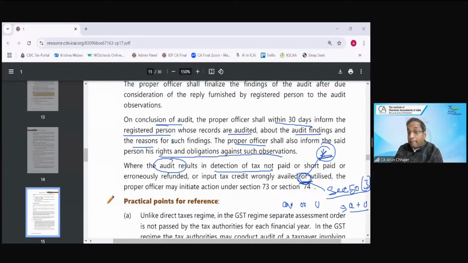लेकिन यहां पर आज भी, in Section 73 and Section 74, still the time limit, still the wording is or. There is a time limit to issue the show cause notice, there is a time limit to issue the order, that we will discuss in the next, tomorrow's class. But याद रखना एक बात, यहां पे वर्ड आज भी or है. And in Section 50 subsection 3, earlier it was or, but later on the word and was substituted, means wrongly availed and utilized.